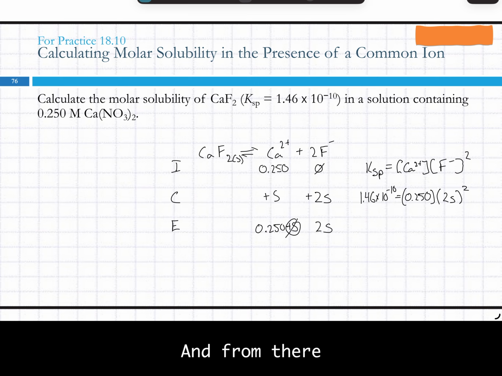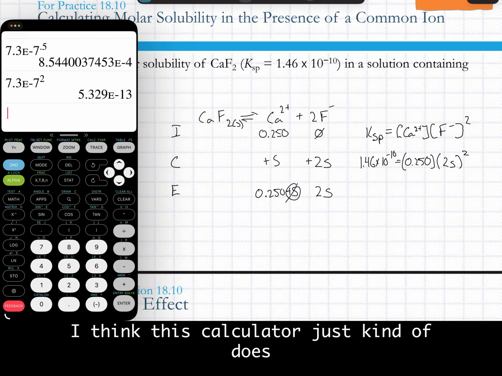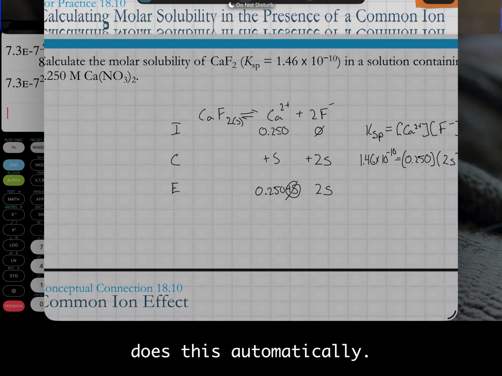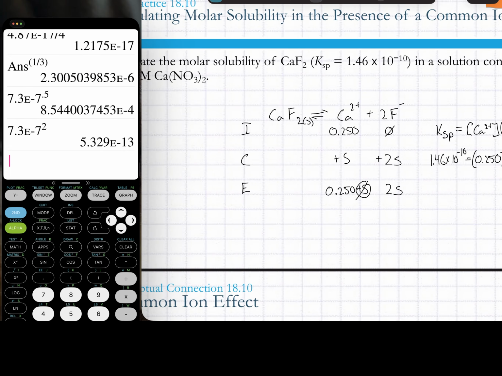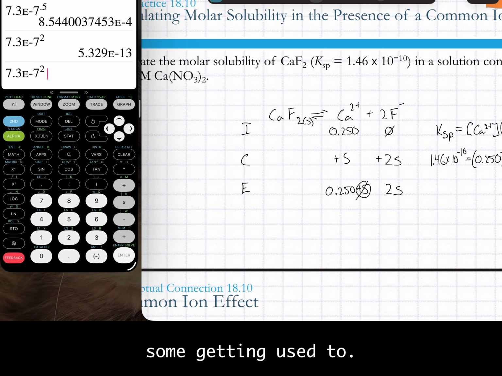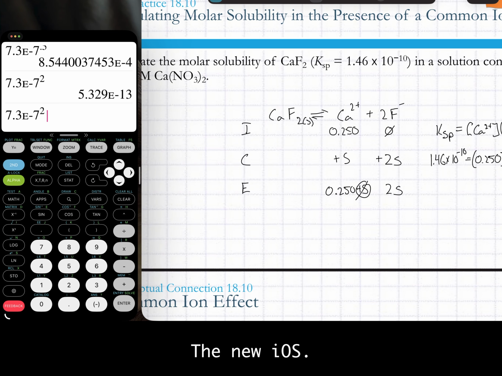And from there, actually, I'm going to try and do it on here. I think this calculator just kind of does this automatically. No. Still some getting used to the new iOS. There you go. Okay, cool.